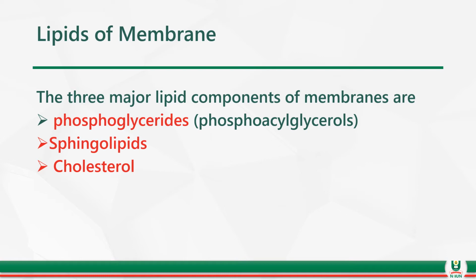Then we have the sphingolipids. Examples of the sphingolipids are the sphingomyelin that we have spoken about. All these are present in membranes. Then we have cholesterol. Cholesterol is also a type of lipid present in membrane. So you should know these three are the major lipids found in membrane.